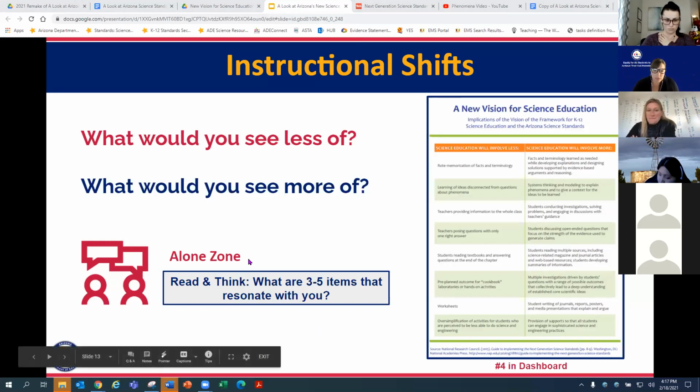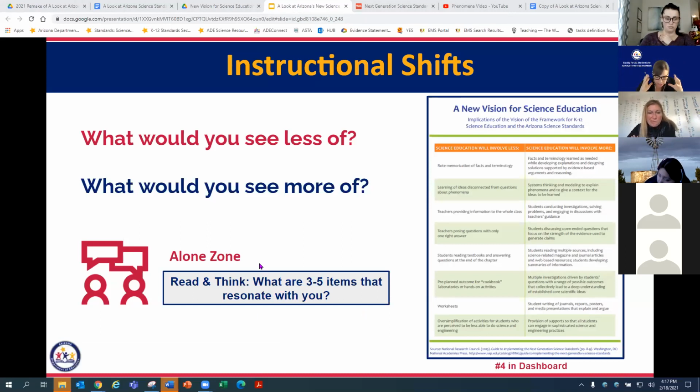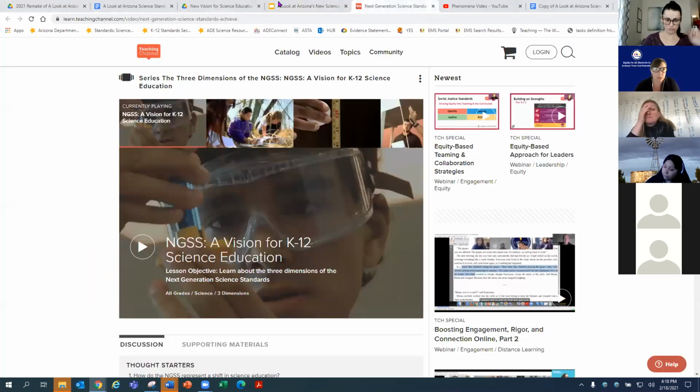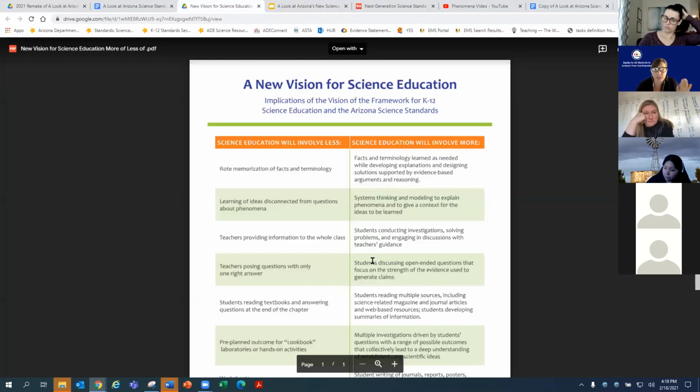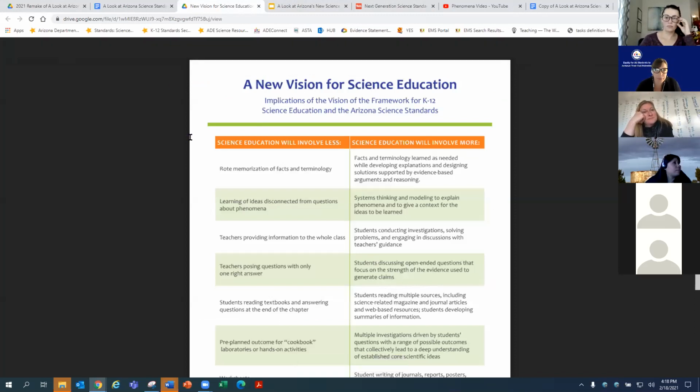All right. In the alone zone, what that means is you're going to think by yourself. You're going to construct and commit to your own thinking first before we share with anybody else. This is a very critical step with our new standards. Whenever we engage students with something new, we have to give them think time by themselves before you say, turn and talk to a partner. So you're going to go in the alone zone and read this for 3 minutes, and I'll put on a timer.